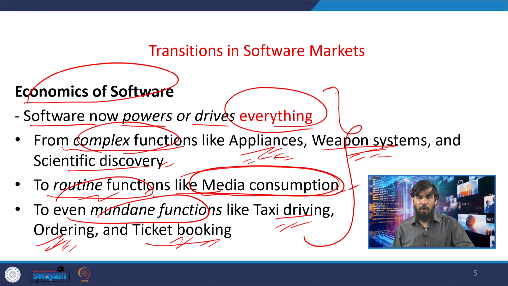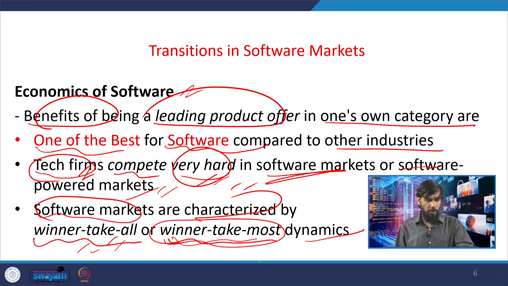Then we also talked about how software has not been limited to a few products or categories. Now it is powering pretty much everything, from complex functions, appliances, weapon systems, to routine functions like media consumption that we do via our smartphone apps day in day out. Then mundane functions, like when we have to book something, order something, book a taxi, book a ticket, order items online or e-commerce. Everything is being powered by software. Therefore there are more firms and more opportunities in this industry, right.